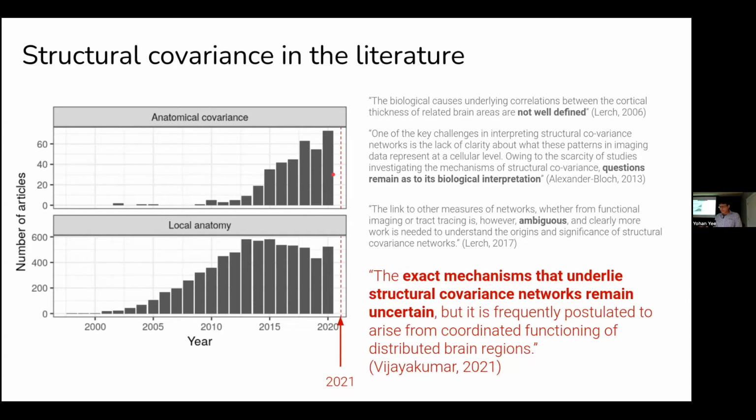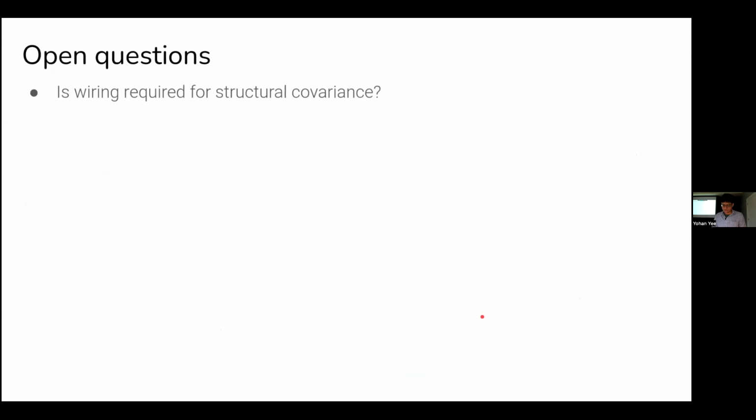So a lot of people have used these networks to probe development, to look at differences in disease, but we don't really understand why brain regions couple together in their volumes. I've highlighted this last one here, which really speaks to the wire together, fire together, grow together hypothesis. And this is still one of the things we think is potentially driving structural covariance. So we wanted to ask a question, which is, is wiring really required for structural covariance?